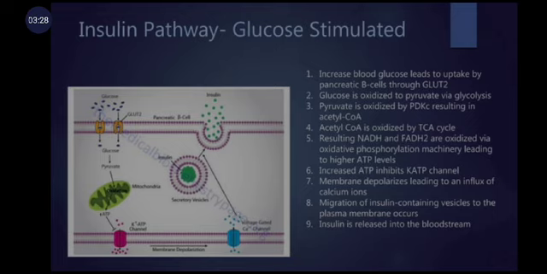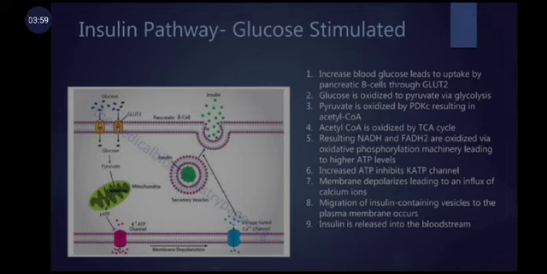Coming to the insulin pathway, the increase in blood glucose leads to uptake by pancreatic beta cells, and glucose is oxidized to pyruvate via glycolysis. Pyruvate is then converted to acetyl-CoA, and acetyl-CoA is oxidized by the TCA cycle, which is nothing but the tricarboxylic acid cycle, citric acid cycle, or Krebs cycle.